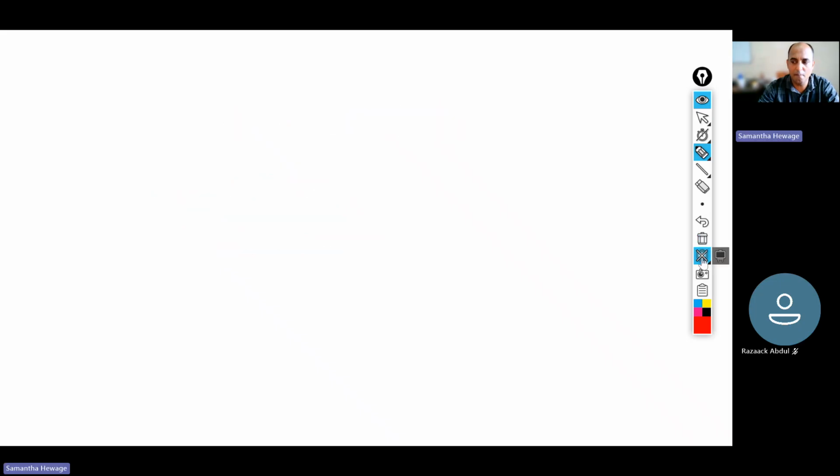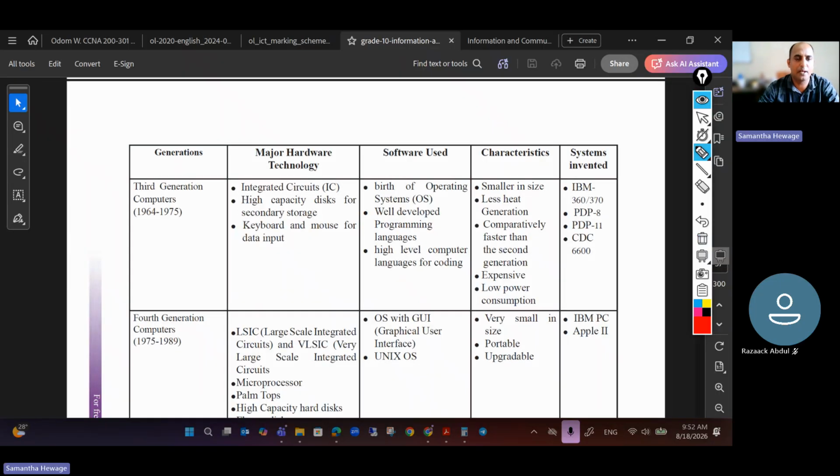Remember the key important feature that was happening in the third generation: the operating system was introduced to the world. OS. Right? In third generation, you don't need to remember many things. One thing you have to remember, integrated circuit was introduced by the third generation computers, and the birth of the operating system also happened in the third generation computers.